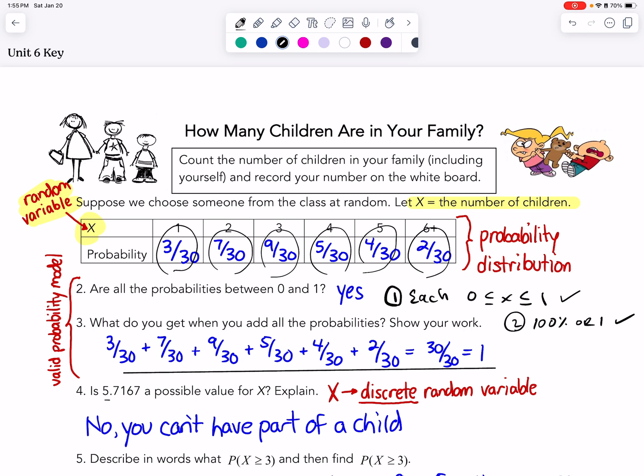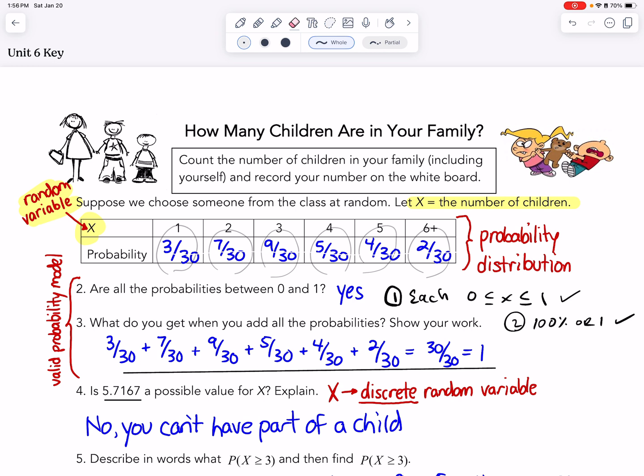The reason 5.7167 is not a possible value is because x is what we call a discrete random variable. A discrete random variable is when you cannot have part of the value for the x that you're talking about. Since x is the number of children, I can't have part of a child, so I can't have 5.7167 in one of my actual values here.